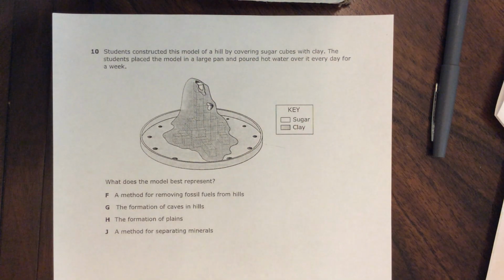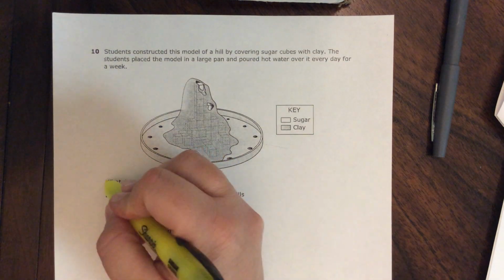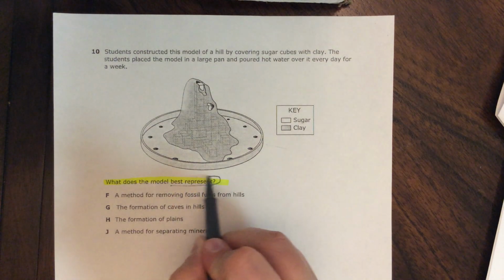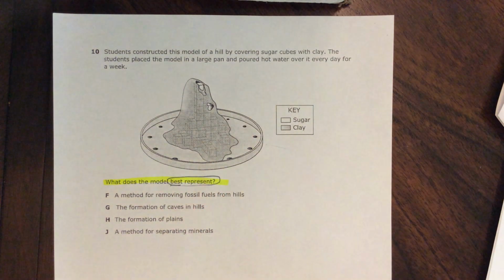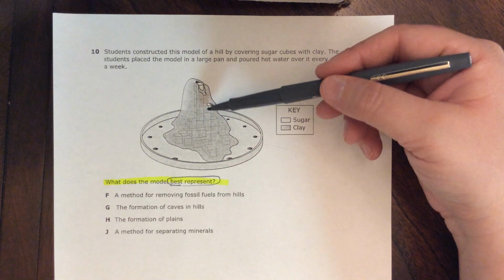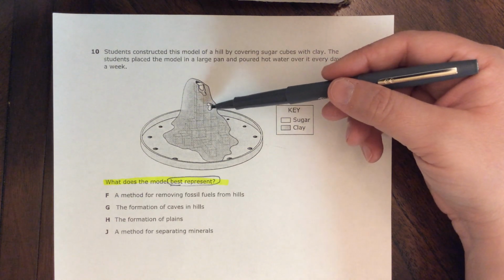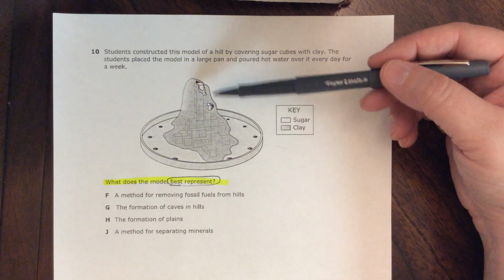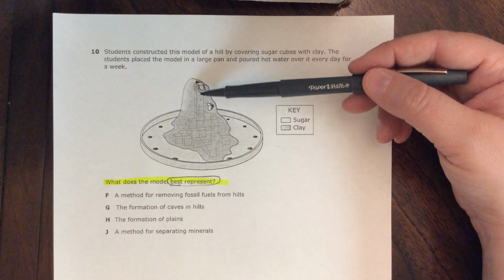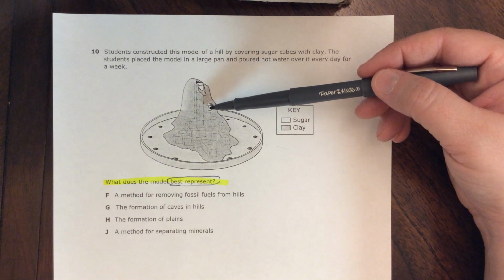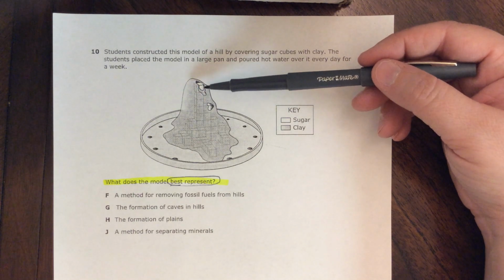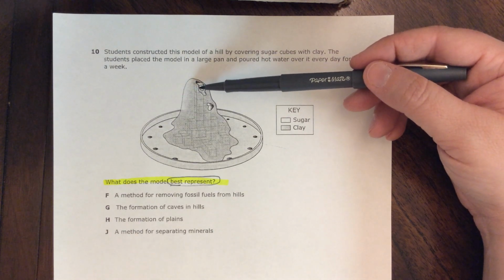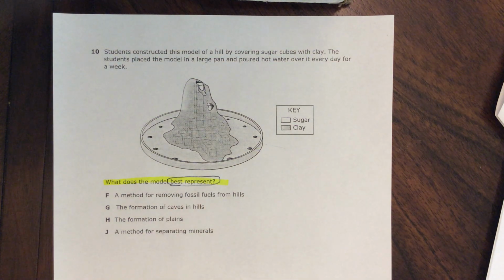So the question says, what does the model best represent? This is a hill, and you're starting to see these little pockets in here where you can see the sugar. And as they pour water over this clay, what's going to happen to the sugar when the water gets in these little openings right here? If you think dissolve, you're correct. The water is going to get in those little grooves and it's going to dissolve the sugar, creating an opening.